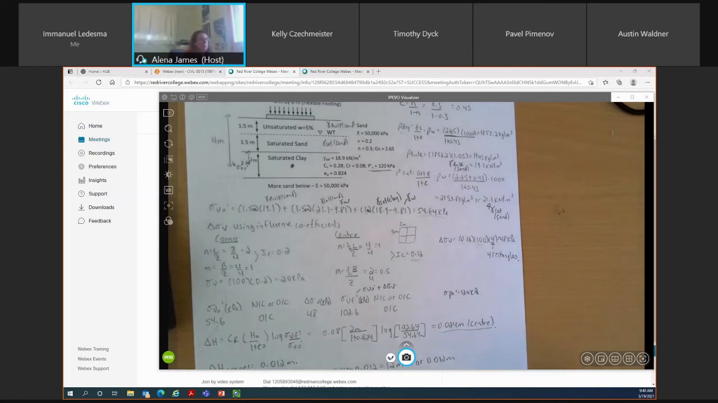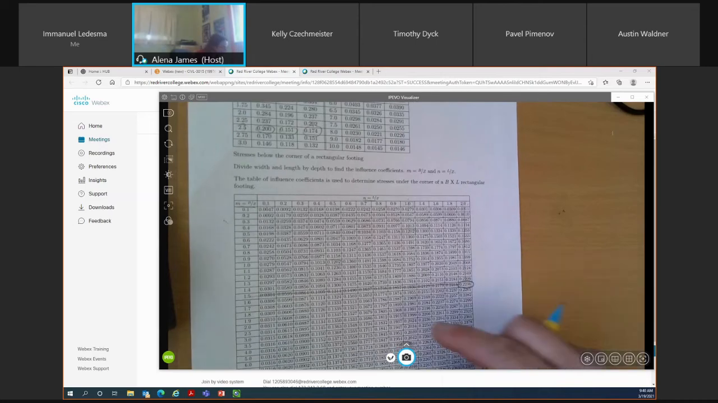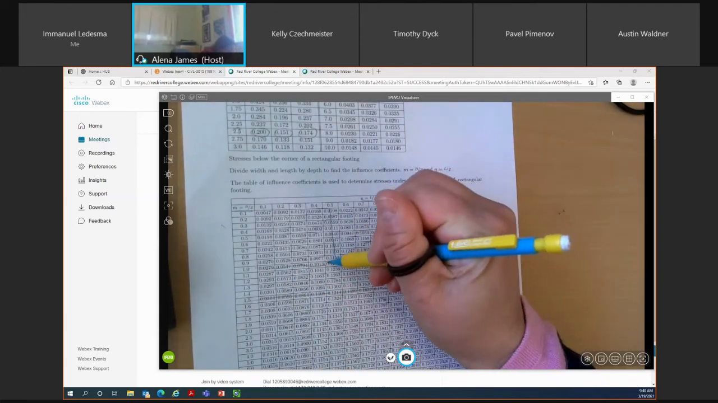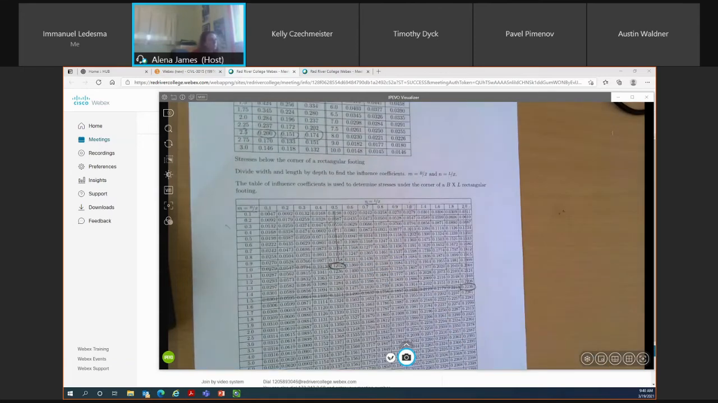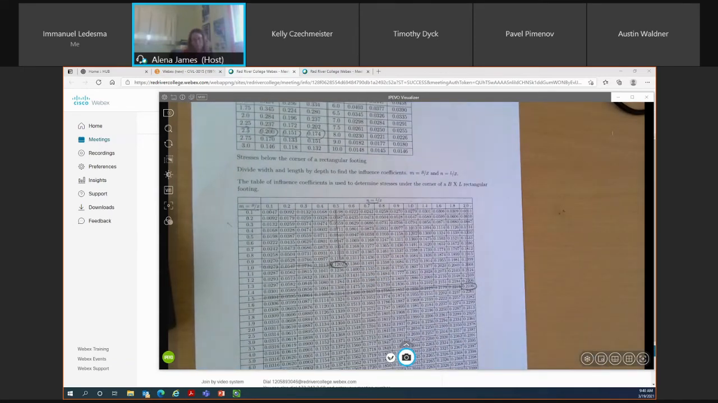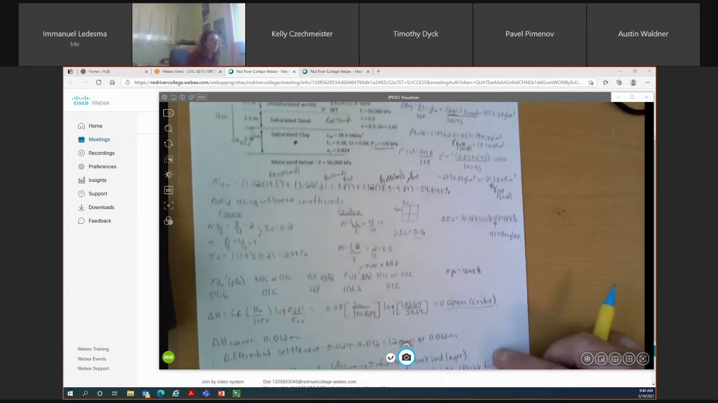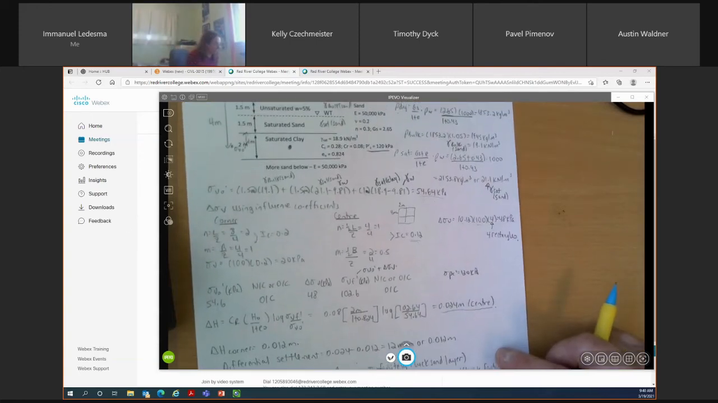Same thing with M. M is 1/2 B over Z. I know 1/2 of my B would be 2 because I've divided my rectangle into 4 equally sized smaller rectangles, and Z is still 4. So my M value is 0.5. And then I would go to this handy dandy table that we used yesterday. So I would have a 1 and a 0.5, and I know my IC value is 0.1202 from using this handy dandy table from yesterday. So I know my IC value is 0.12.